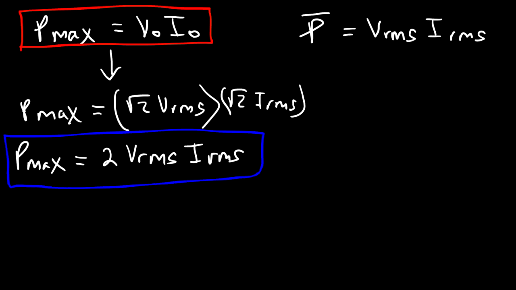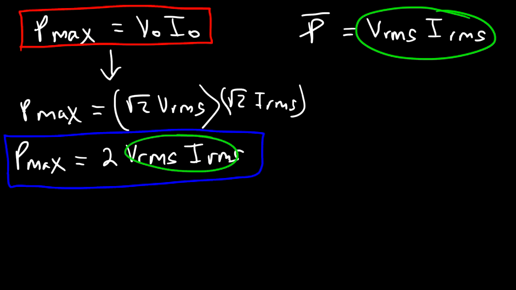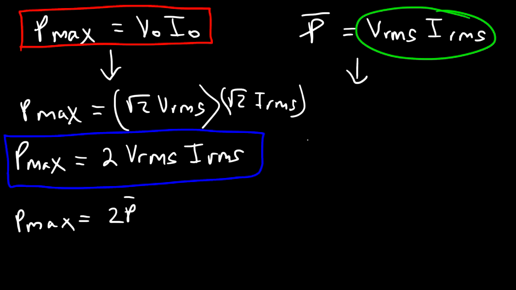And as we said before, this is equal to the average power. So the maximum power is twice the value of the average power. Now let's focus on this equation. Now we can get the average power in terms of these values.